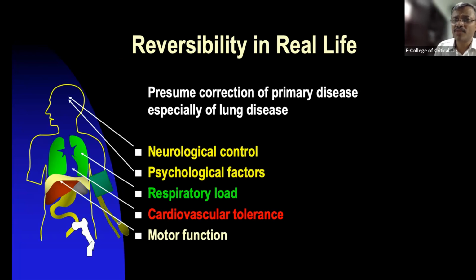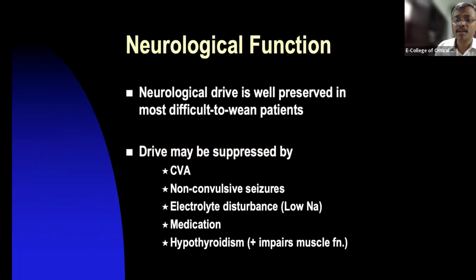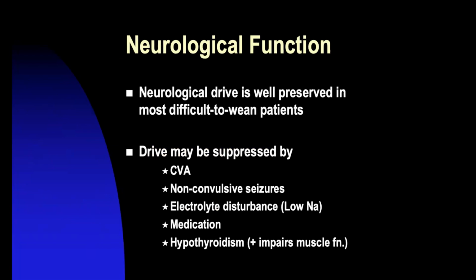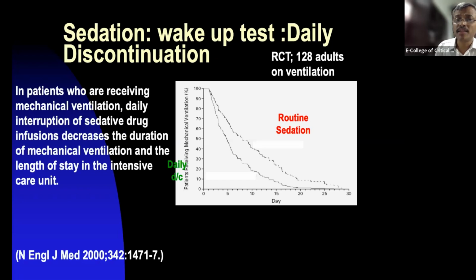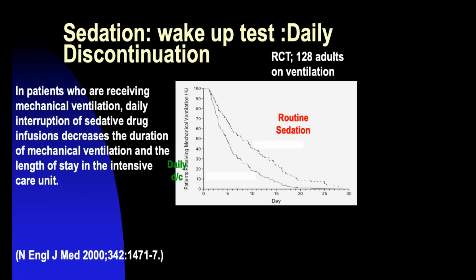Motor function is mobilization, ambulation, physiotherapy. Look at the neurology. The brain is neglected; we only think of the lung. No, the brain comes first to properly manage the lungs. CVA, non-convulsive seizures. Seizures are one of the things, as the patient will be unconscious most of the time. Electrolytes, low sodium, medications, hypothyroidism, sedation, wake up call. I'll try again and again. A study came in 1997, not even 2000, and it still holds good for the wake up trial.